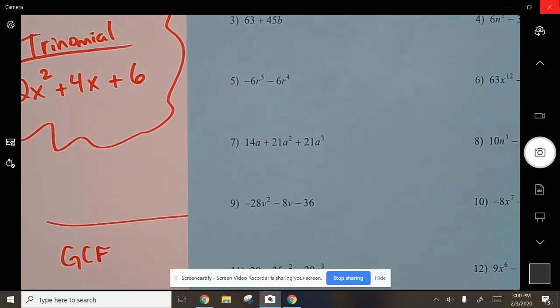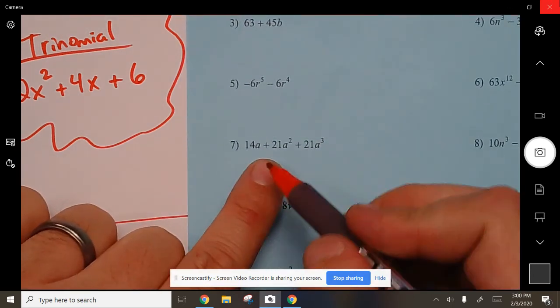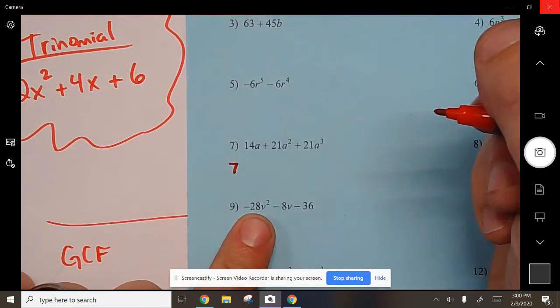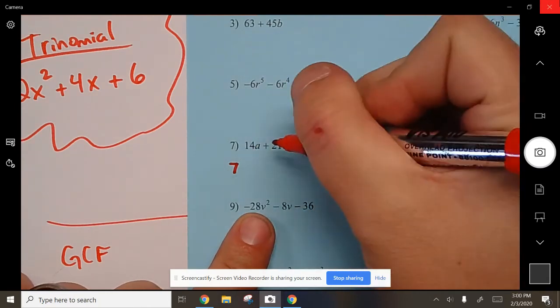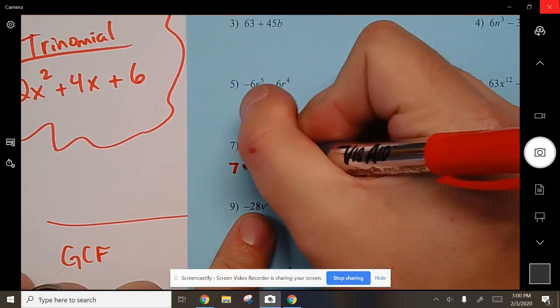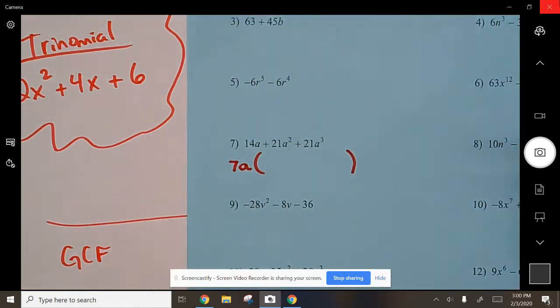So I'm going to look at this one here, and I'm going to say 14, 21, and 21. I know they all have 7 in common. That could be a GCF. Do they all have A in common? Okay, A. Do they all have at least 2 A's in common? No, they only have 1 A in common. So you put 1 A out there, and then make your parenthesis.